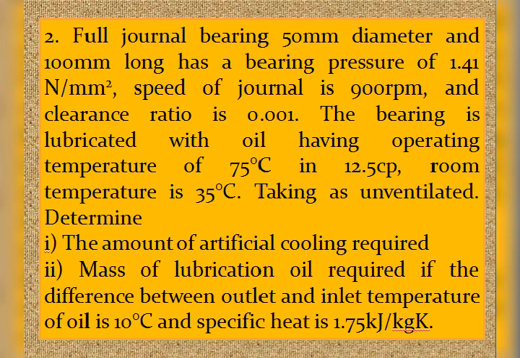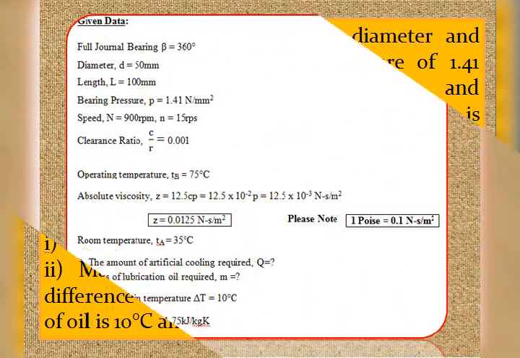Here CP is nothing but centipoise. Room temperature is 35 degrees Celsius. Taking as unventilated, determine first one, the amount of artificial cooling required. Second one, mass of lubrication oil required, if the difference between outlet and inlet temperature of oil is 10 degrees Celsius and specific heat is 1.75 kilojoules per kg Kelvin. This is all about the given problem.